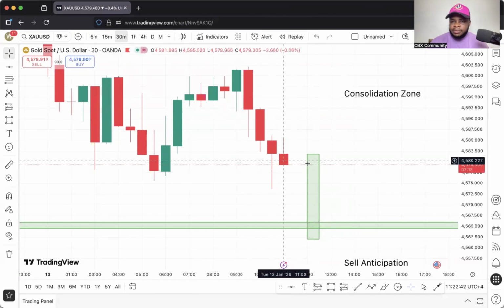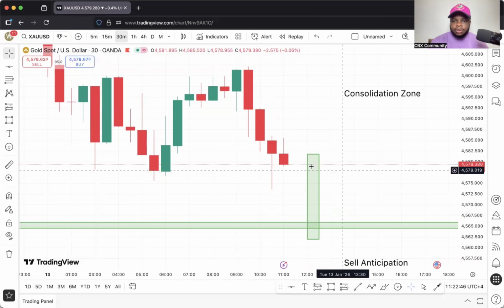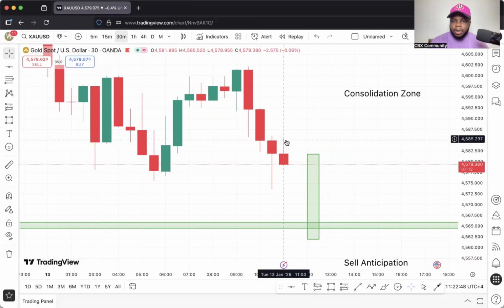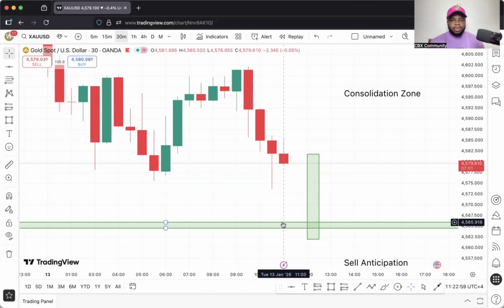We are anticipating it to continue to come down to fill this week. That's created an upper wick. The wick respected the high of this rejection bearish candle. So let's see if the candle will continue to come down to fill this week, for it to continue to come down to break our support zone.